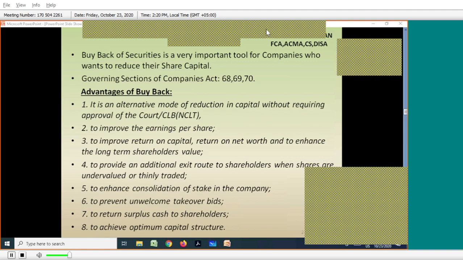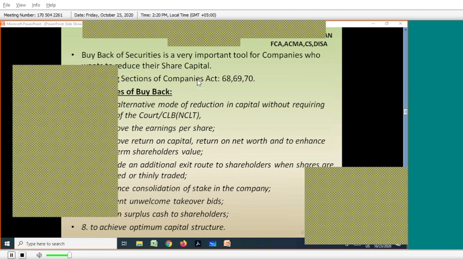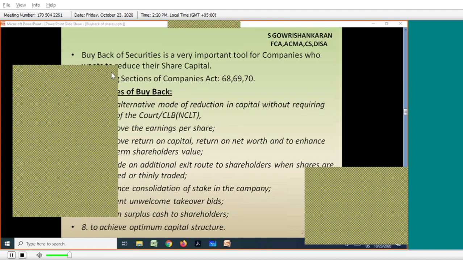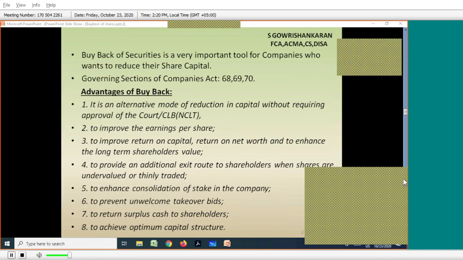Next page is about the provisions under the buyback. Shall we go to the next page? Yes, sir. Okay.